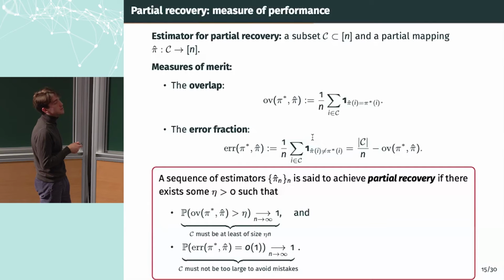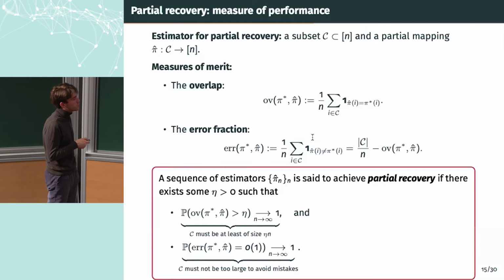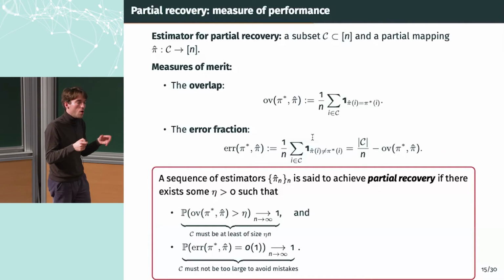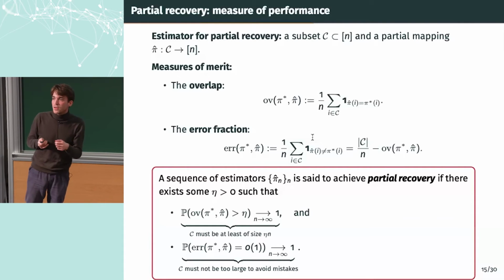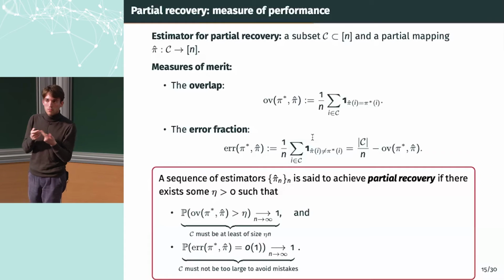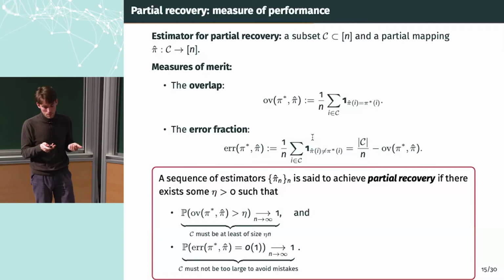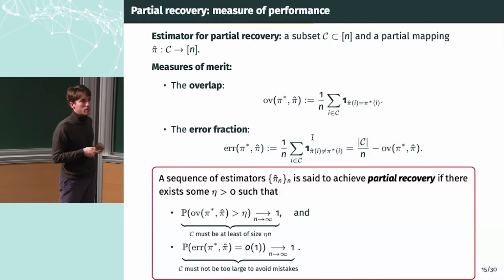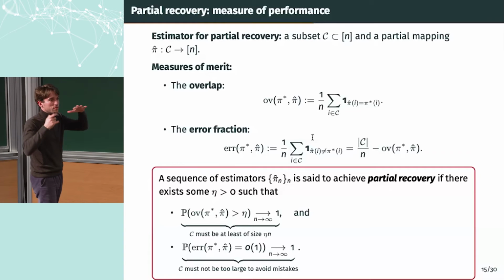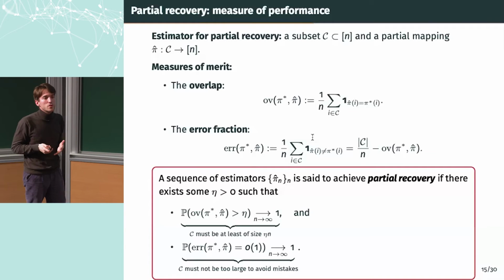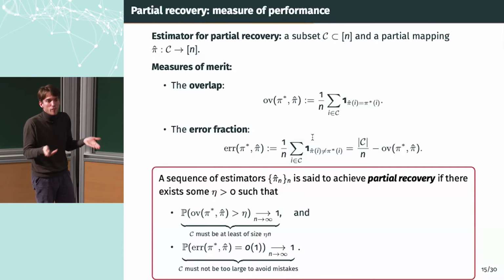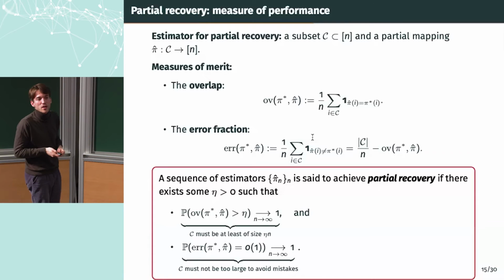n is the number of nodes. So in other words, I want to output a fraction of pairs for which I'm pretty sure that I won't make mistakes in matching them. Okay? So this is partial recovery. This is what we seek. From a hand-wavy point of view, I just want to match a fraction of the nodes without any error.